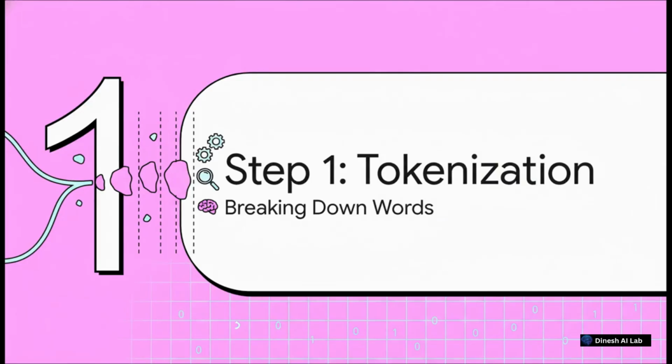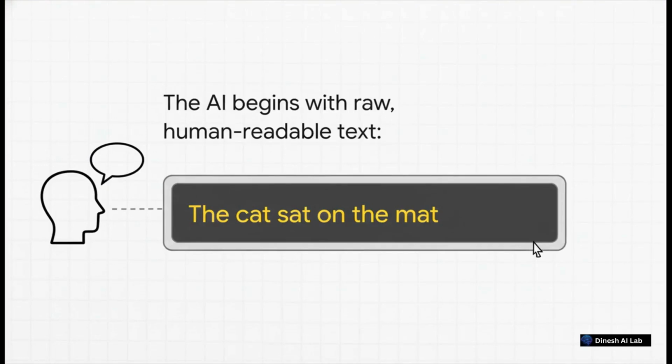All right, first things first. An AI doesn't read a sentence the way we do, from left to right as a whole. Its very first job is to chop it up into manageable pieces. Here it is again, our sentence in its original human-readable form. This is our starting line.